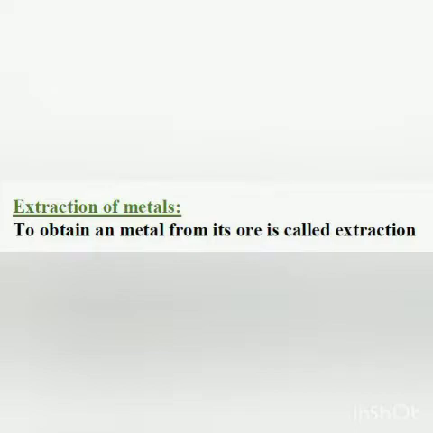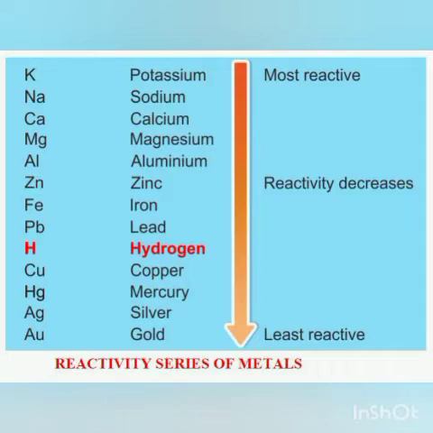The various processes involved in the extraction of metal from its ores and refining are called metallurgy. Now, as we all know, all the metals have different reactivity. They do not have the same reactivity. You can see in the reactivity series that the metals are arranged in the order of decreasing reactivity. The metals at the top of the activity series, that is sodium, potassium, calcium, magnesium and aluminum, are so reactive that they are never found in nature as free elements.